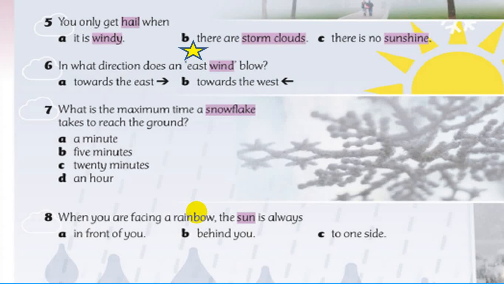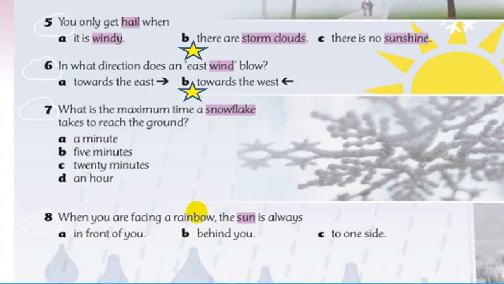6. In what direction does an east wind blow? A. Towards the east. B. Towards the west. The answer is towards the west. Unlike its name, the east wind blows towards the west. Towards the west, but they call it the east wind.